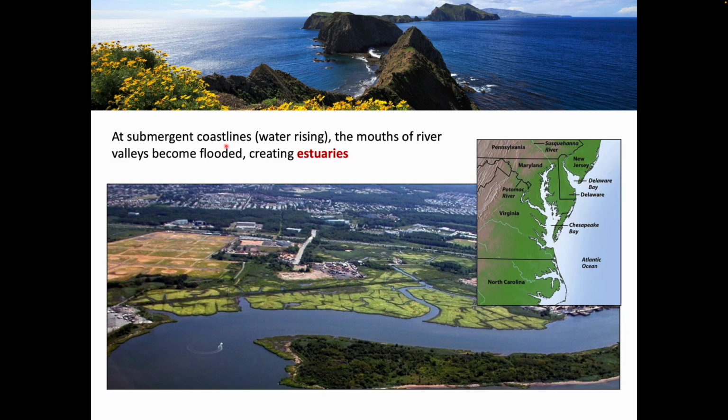At submergent coastlines, where the relative water level is rising, the mouths of river valleys become flooded, creating estuaries. We have tons of estuaries on the east coast, like Chesapeake Bay, one of the largest estuaries on the continent, much of which is less than 6 feet deep, even though it is a very large body of water to which numerous rivers drain in.